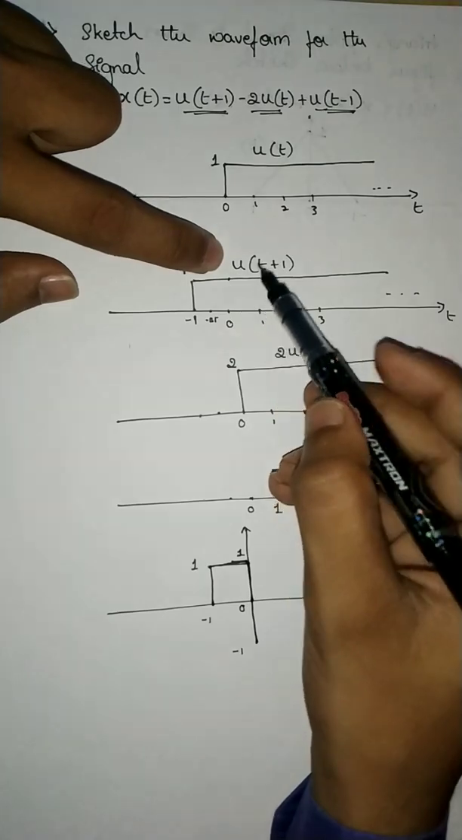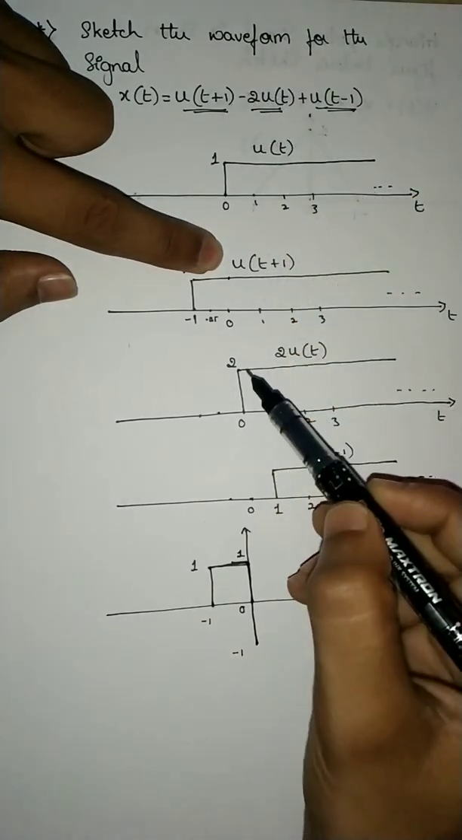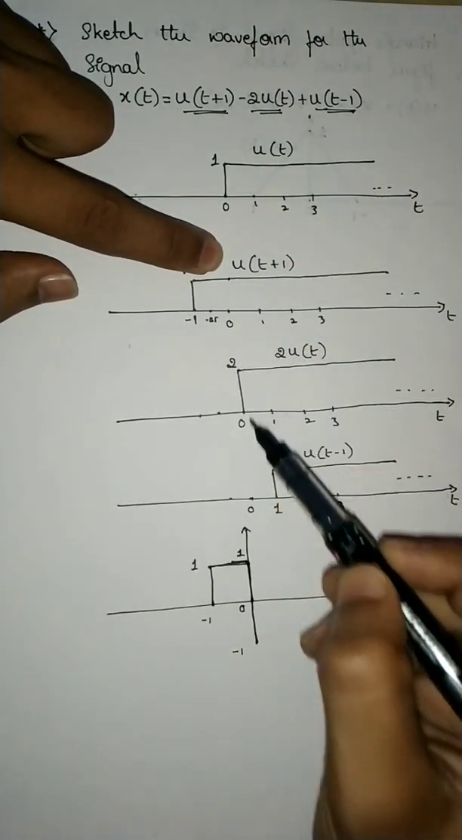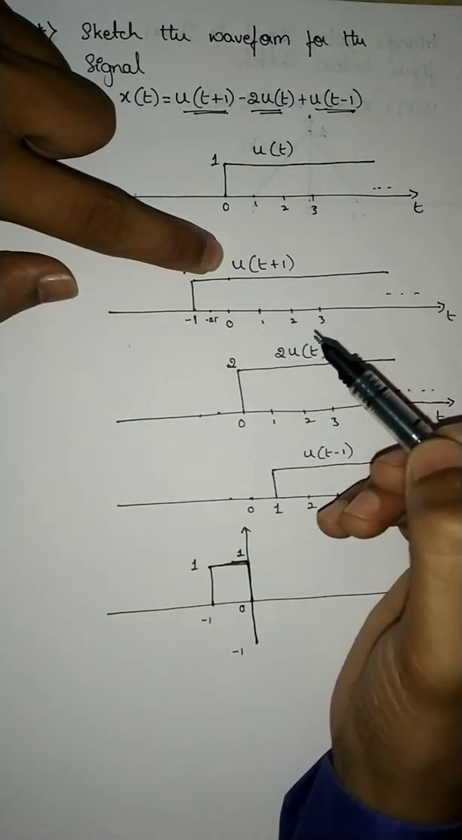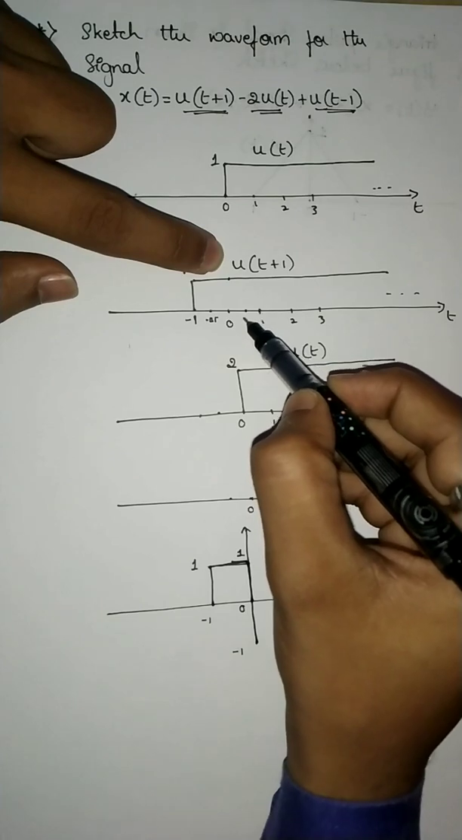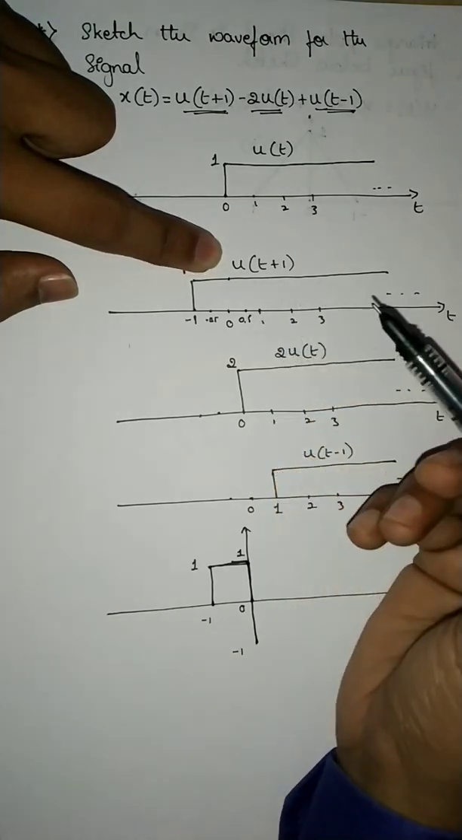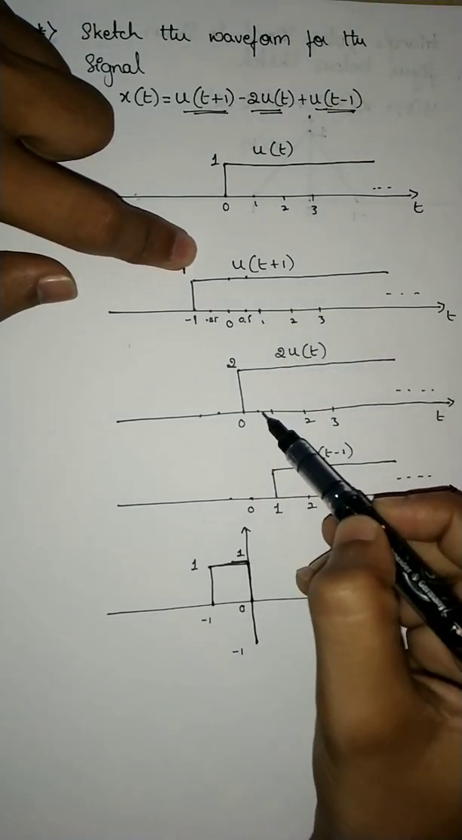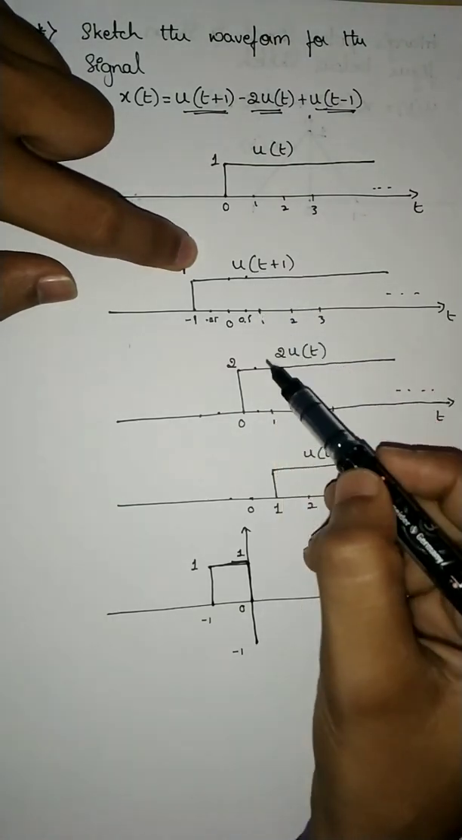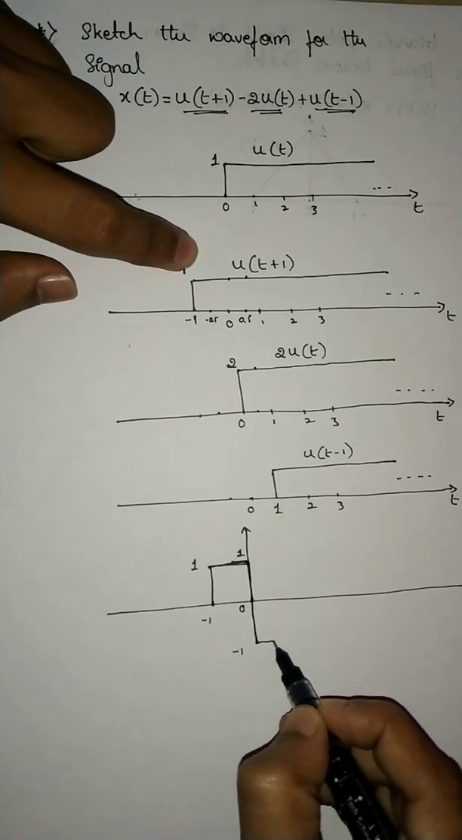Here it is plus 1 minus 2 times u of t minus 2. 1 minus 2 is minus 1, and at t is equal to 1. Sorry, at t is equal to plus 0.5. Let us consider t is equal to plus 0.5. Amplitude is 1, and at plus 0.5 amplitude is 2. 1 minus 2 is minus 1 only.